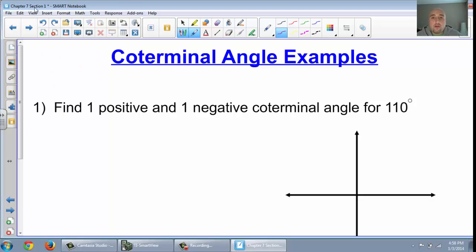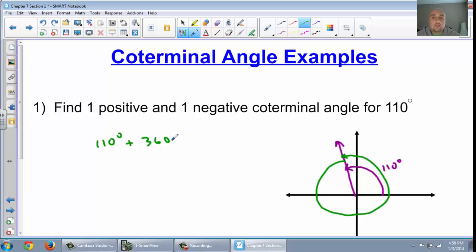All right, so what it says is find one positive and one negative coterminal angle for 110 degrees. All right, so let's first draw 110 degrees. Okay, there's 90, so we have to go another 20 degrees. Okay, that's about 110. So from 110, if I do one whole complete positive circle, I get 110 plus 360 degrees, which is 0 plus 0 is 0, 1 plus 6 is 7, 1 plus 3 is 4. So 470 degrees would be my positive coterminal angle.